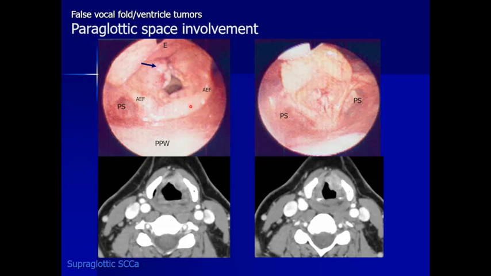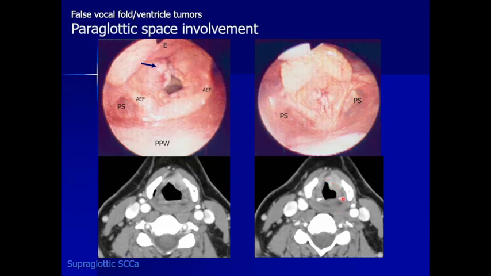So here's a patient that has a left false cord tumor. It's well above the true cord. On phonation, the true cords come together, so there's no cord paralysis. This is considered an early tumor of a left false vocal fold. But if you look on this CT, you can see where the mucosal portion of the tumor is, but it's gone deep into the paraglottic space, abutting the thyroid cartilage. So this tumor now is in the paraglottic space of the supraglottic larynx.